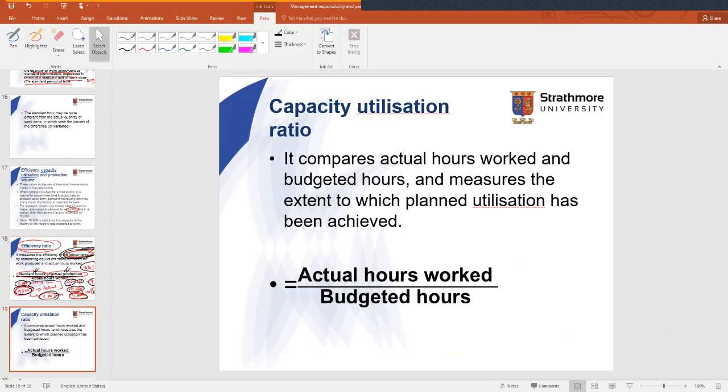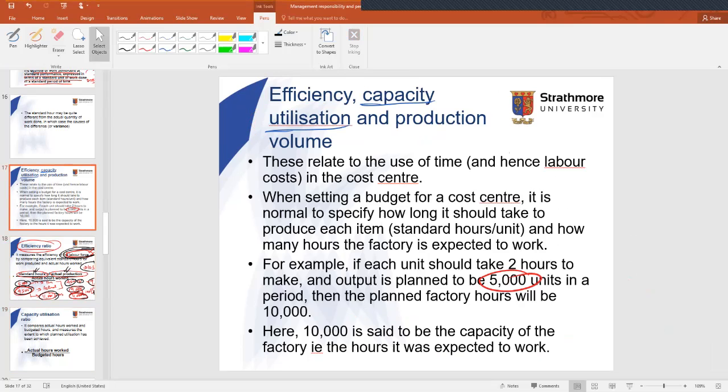The next measure you can use when it comes to evaluating the company is what we call capacity utilization. Let me take you back to this example and continue with it. The company is planning to produce 5,000 units, and the hours per unit they're meant to take is 2 hours per unit. Therefore, the capacity of this company, we said, is equal to 10,000 hours.